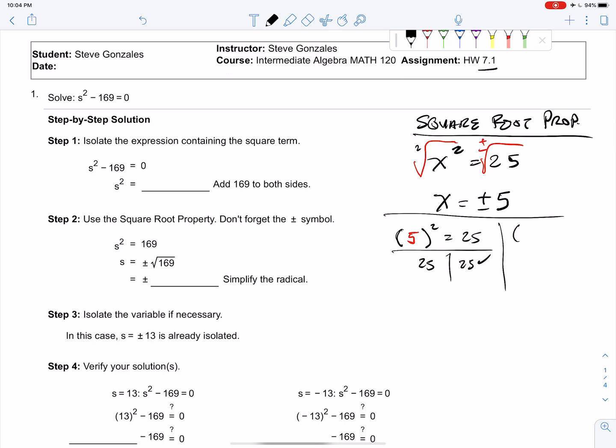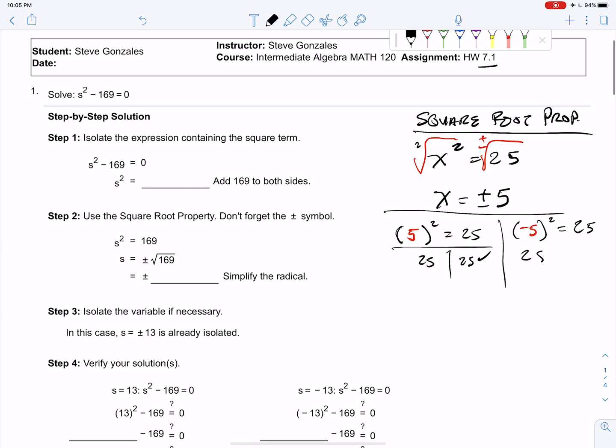The one that students forget about is the negative answer because of the squaring property. When you square a negative, it becomes positive. So negative 5 times negative 5 is also 25. And so that would show that we're going to get two solutions. So the square root property is basically saying if you're going to square root both sides of the equation, don't forget that you're going to get two solutions.